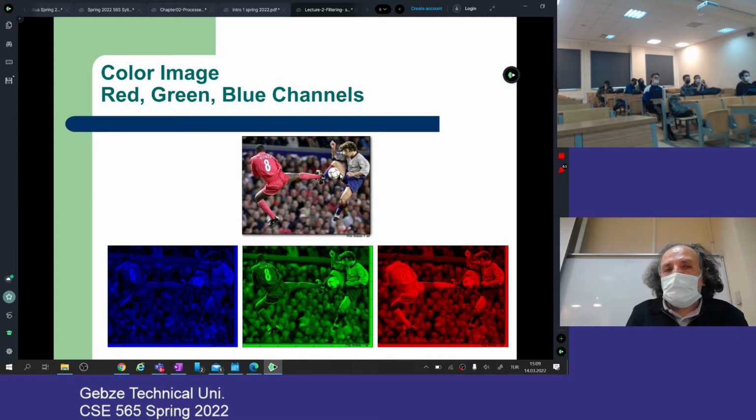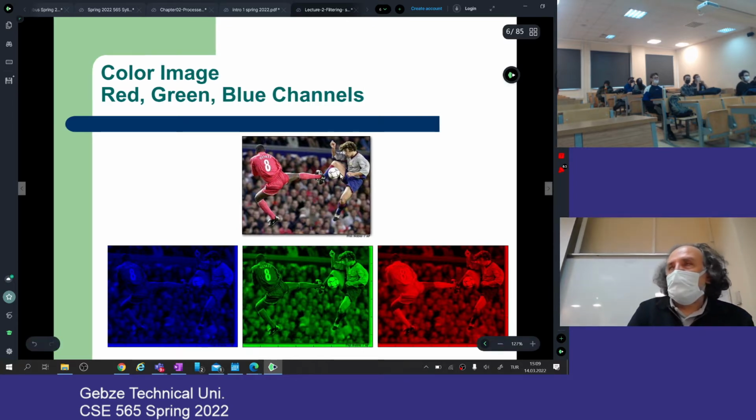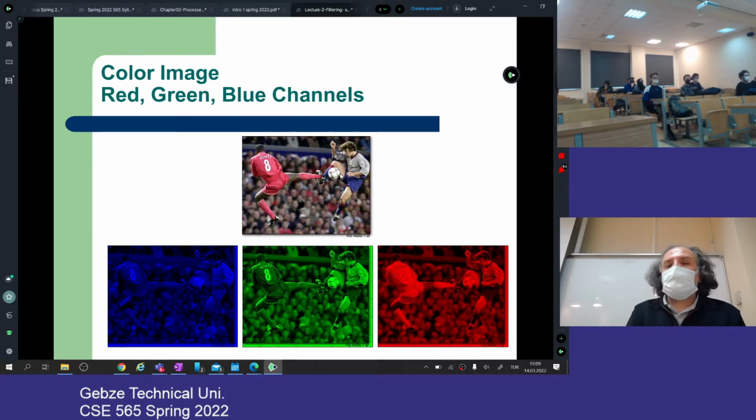Okay, so red, green, blue channels. Each one is like a grayscale image. So I can take this image, actually the green one, and view it as a grayscale image. I can do that. But if you put them together and use special hardware to show it, we observe it as a color image. That's how our brain plus the eye system work.